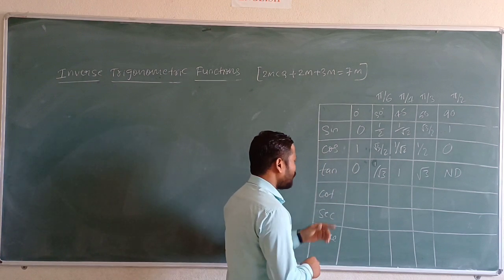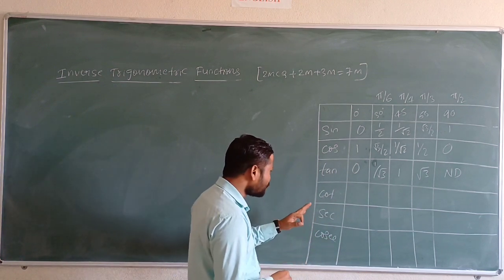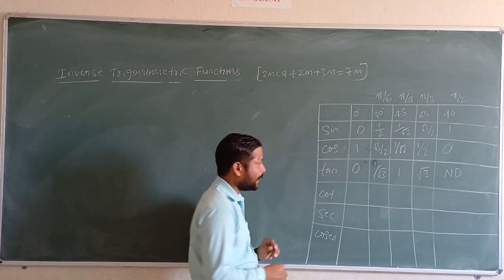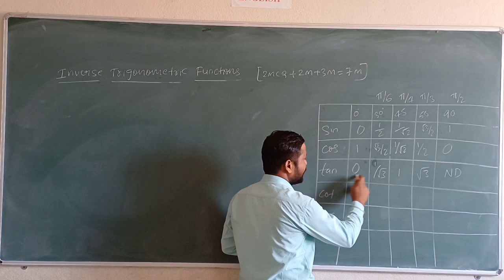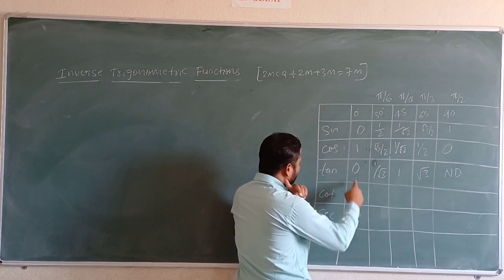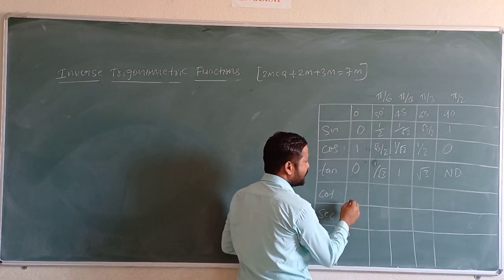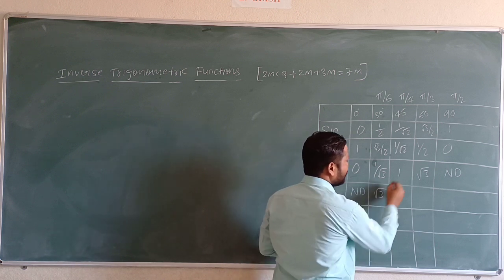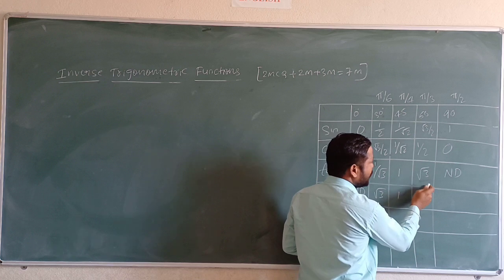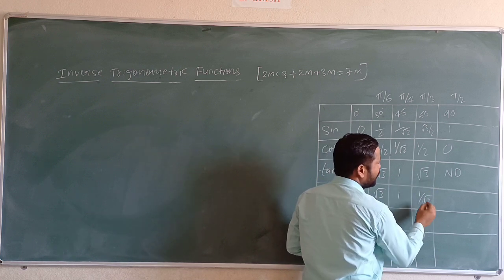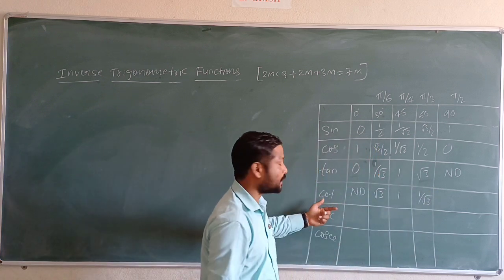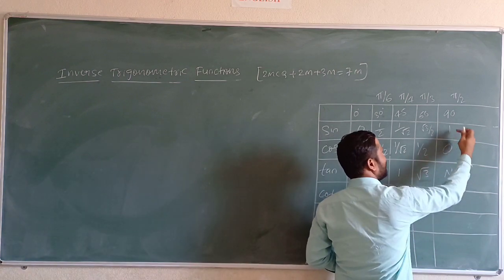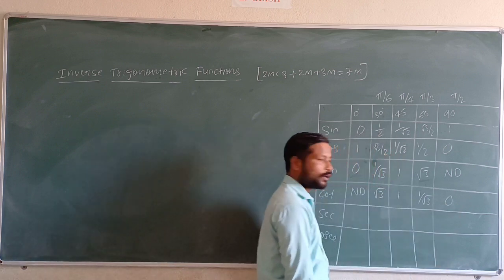Go for the cot table now. Cot is the reciprocal of tan. Now, it is 0 by 1, take the reverse, it becomes 1 by 0, not defined. 1 by root 3 reverse, root 3. 1 by 1 reverse, 1 only. Root 3 by 1 reverse, that is 1 by root 3. Cot is nothing but cos by sine. 0 by 1, that is 0 now.